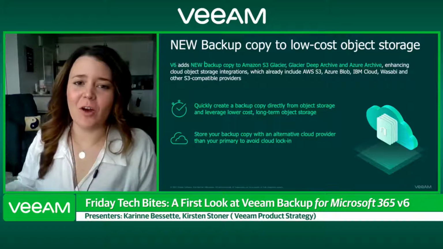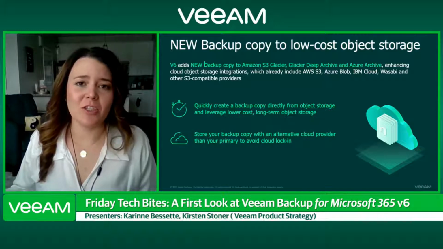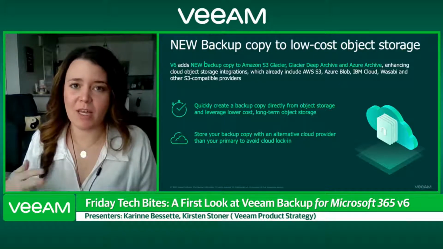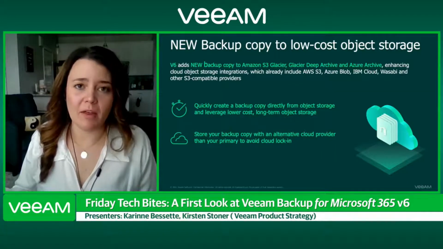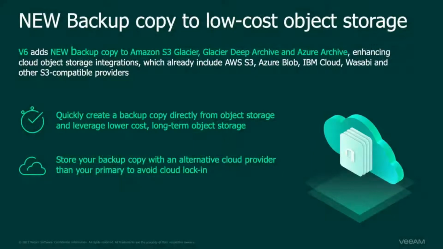All right, Kirsten, I think you're going to take us through the next slide here on the new backup copy to low-cost object storage, which is another feature I'm super excited about. Yeah, definitely. So version 6 is bringing that backup copy to low-cost object storage. This is going to enhance your protection by bringing that backup copy capability to you. If you're already using backup jobs that are being sent to object storage, you can further configure them to create a backup copy that can be stored in that low-cost object storage for longer-term retention. And this is going to support Amazon S3 Glacier, Glacier Deep Archive, and Azure Archive.